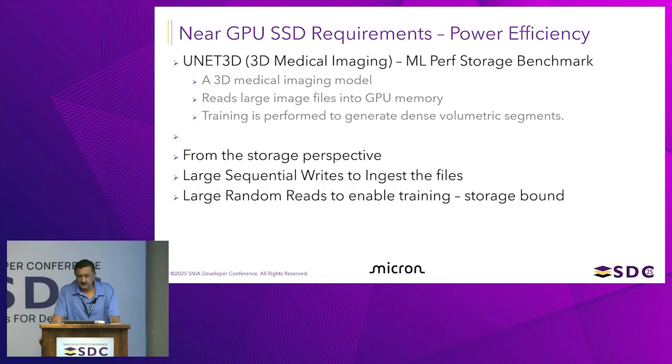So with respect to power efficiency, before I show some data on what the benefits of power efficiency are, I want to talk a little bit about this example that we collected the data on. This is an MLPerf storage benchmark called UNet3D. Essentially it reads large image files into GPU memory, and then the training is performed on it to generate volume segments. And so what the storage sees here is the ingest phase of pulling in those large sequential writes to ingest the files. And then the training kicks off these large random reads to enable training.